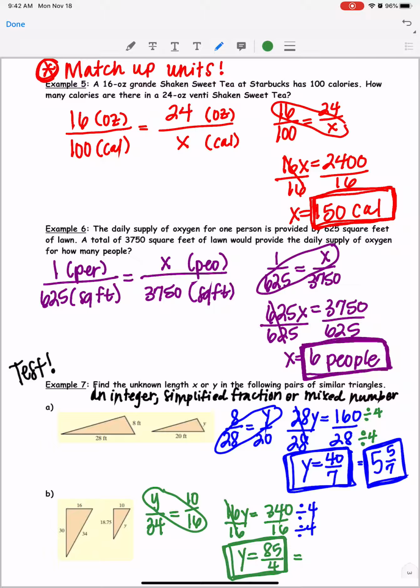So 4 goes into 85 21 times. That gives me 84. So that means I have 1 left over, and we keep that same denominator of 4. Either of these answers are great. What you can't do is write 21.25 because it doesn't say here as a fraction.